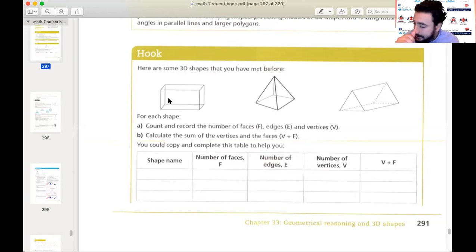Cuboid. Excellent. It's a cuboid. Can I say that this is a rectangular prism? No, it's not a rectangular prism. The last one is... Why? Because it doesn't have a rectangle. Why? All the faces are rectangles here.